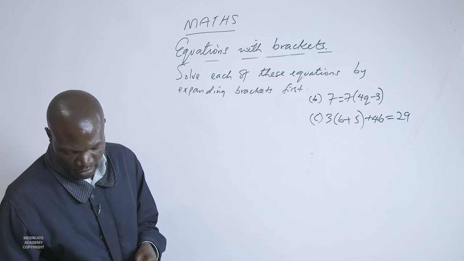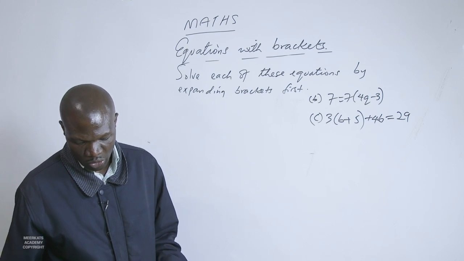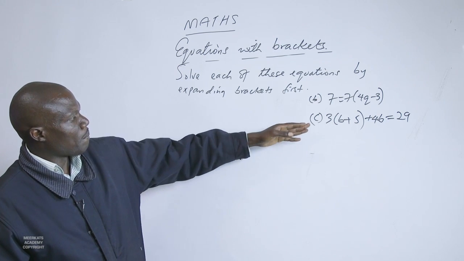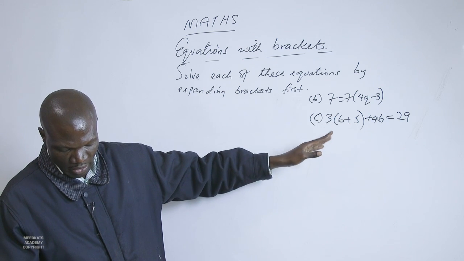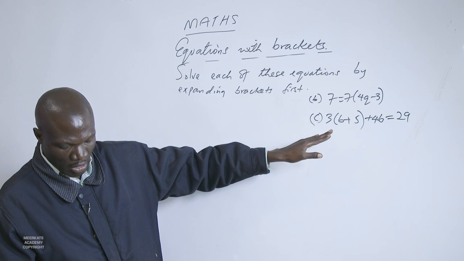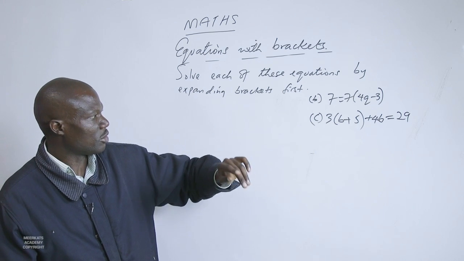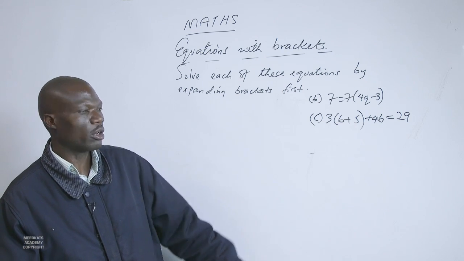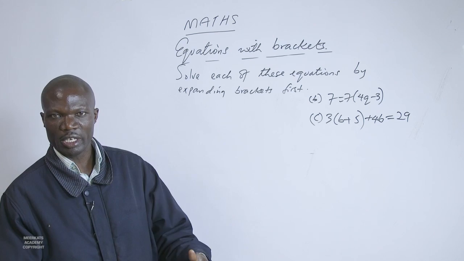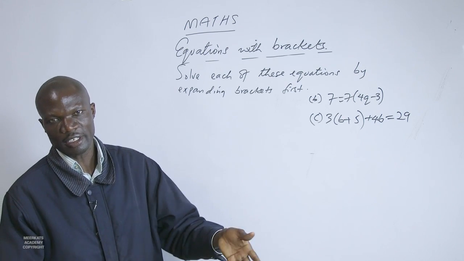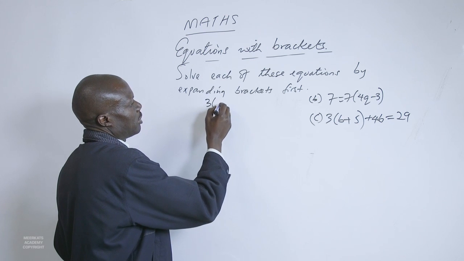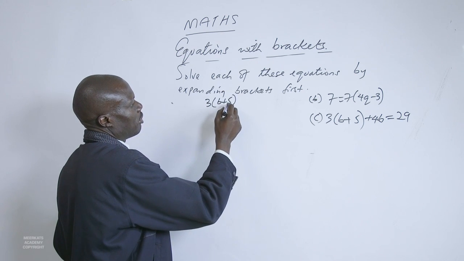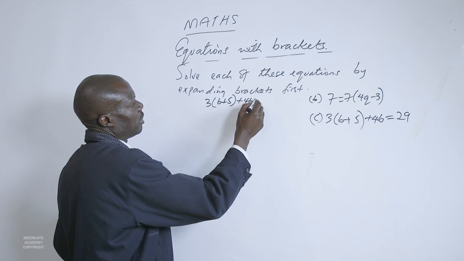Now, the third question that we have is 3 into bracket, we have b plus 5, close the bracket, and then plus 4b equals to 29. So this one will require us to open the brackets, it will require us to collect the like terms and so on. So as we look at that, 3 into b plus 5, close bracket, plus 4b equals to 29.